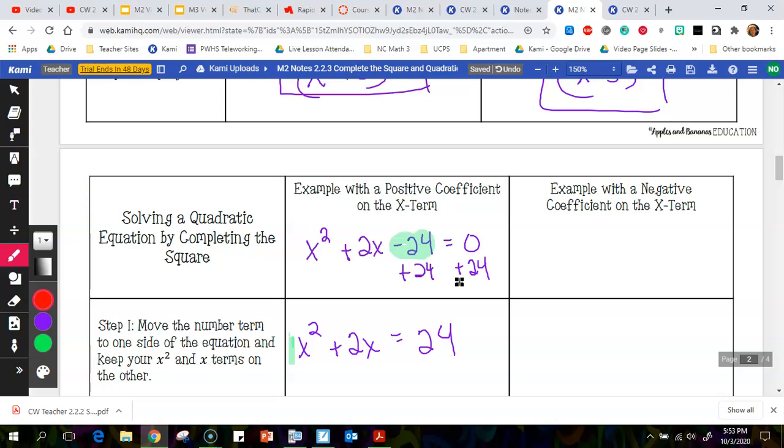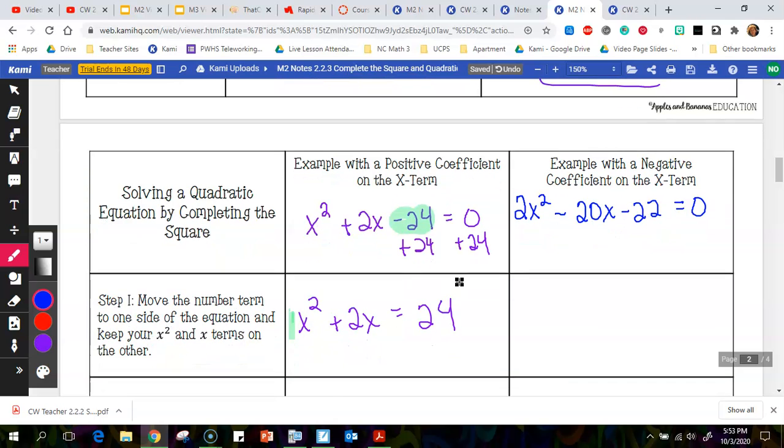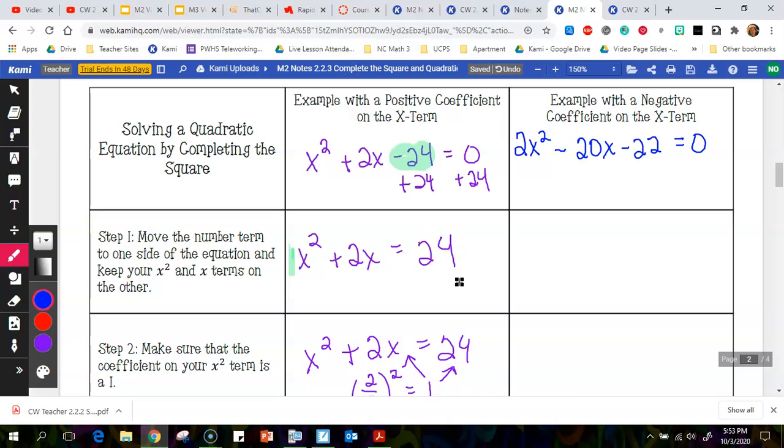Okay, another example. Let's do, okay, so this one is going to be 2x squared minus 20x minus 22 equals 0. So instead of going through and doing negative 22 times 2 and then finding a factor pair and splitting the middle term and all that, I think completing the square on this one is actually going to be easier than doing this the way we were doing it in a previous lesson.